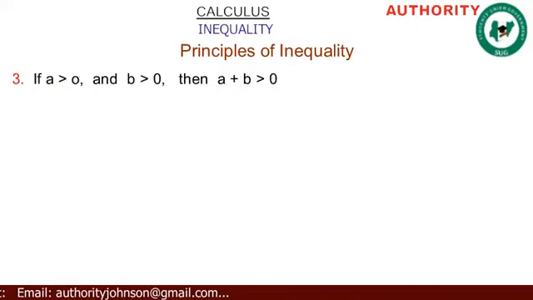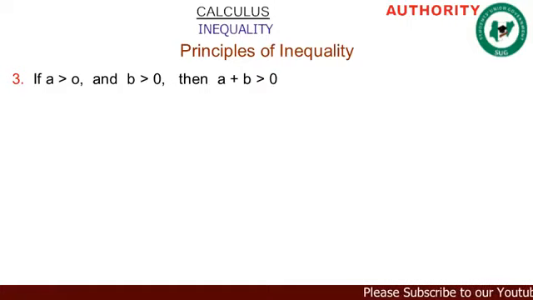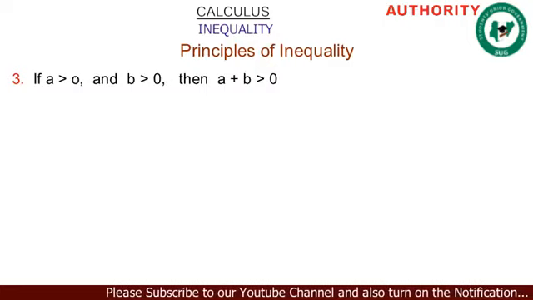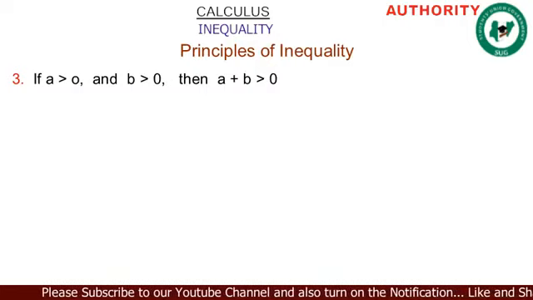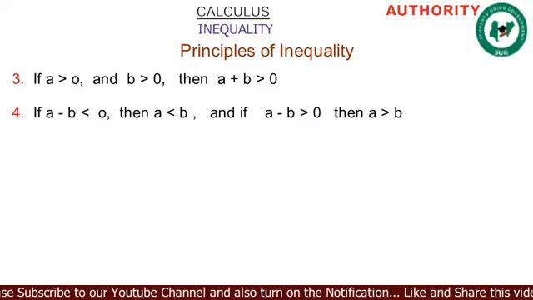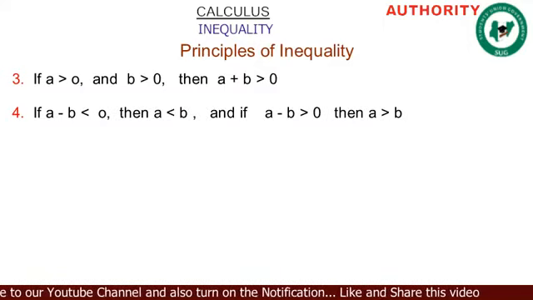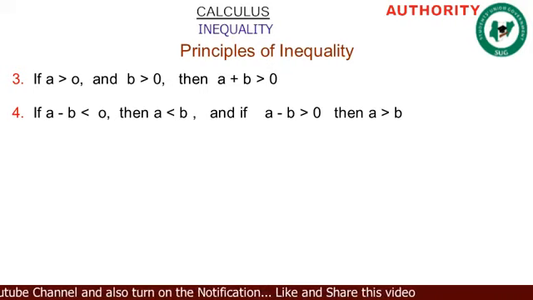Now let's go. Number 3, principle of inequality. We say that if A is greater than 0 and B is greater than 0, then A plus B is greater than 0. That means when you add A plus B, the result must also be greater than 0. Also, number 4 principle: if A minus B is less than 0, then A is less than B.